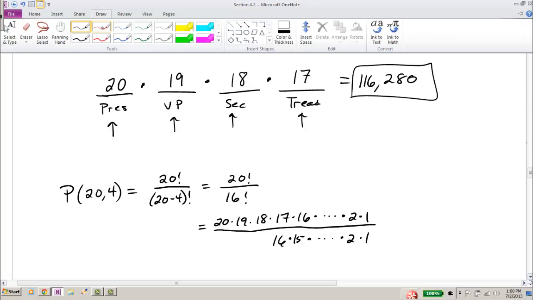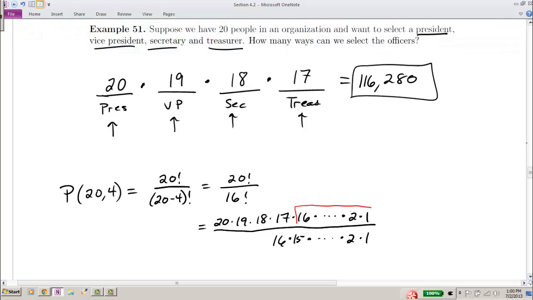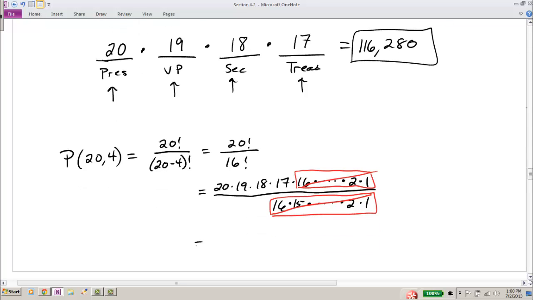And now, of course, take a look at what we've got here. I've got a lot of the same factors on the top as I do on the bottom. All those factors on the bottom are going to cancel with this group. All your factors on the bottom of a permutation and later on also in a combination will always, always cancel. You'll have nothing left in the denominator. You'll always get a whole number for these. And of course, this leaves us with just 20 times 19 times 18 times 17, which is exactly what we had up there the first time we did it. 116,280.